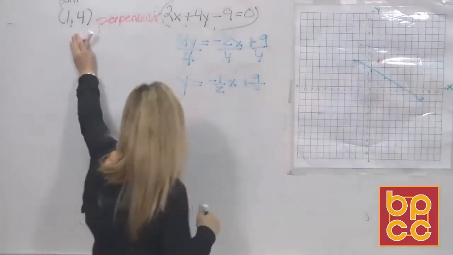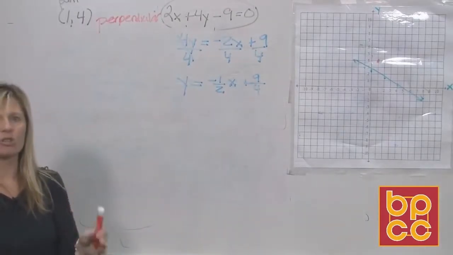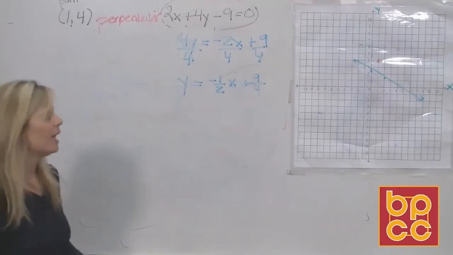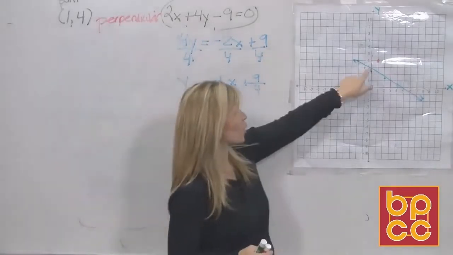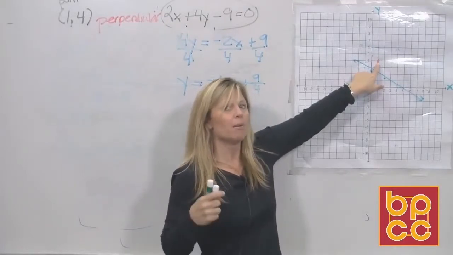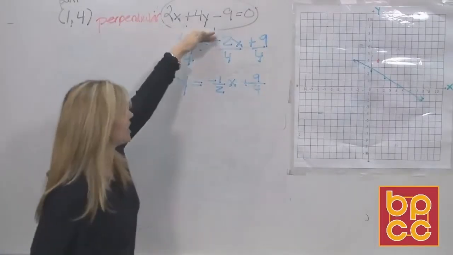I have my point plotted. I have my line drawn. Now I can at least understand the question. They want me to write an equation of a line, and that line has to go through this point. So I'm about to draw a line that goes through this point. But the line I draw has to be perpendicular to this line.